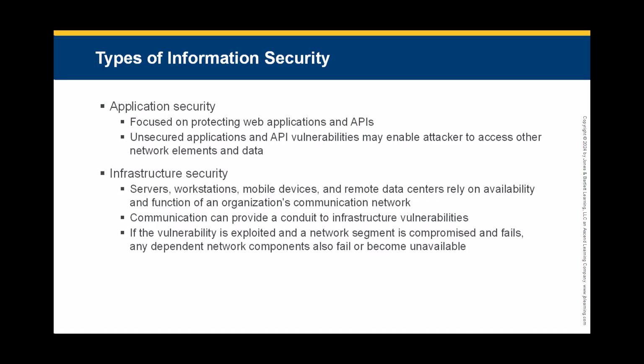The key takeaway from this slide is that application security and infrastructure security must work together. A secure application running on an insecure infrastructure is still at risk, and a hardened infrastructure cannot protect a fundamentally insecure application. Effective information security requires addressing both layers simultaneously to protect data, systems, and users.